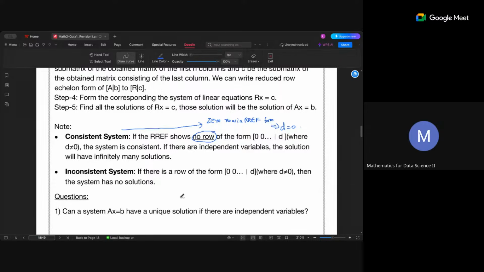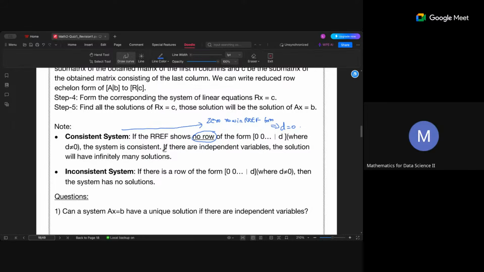Just a question here, ma'am. An inconsistent system, I think, ma'am, is the same thing as B does not belong to the range of A. Yes, yes. Okay, ma'am. Can you explain the consistent system part again?